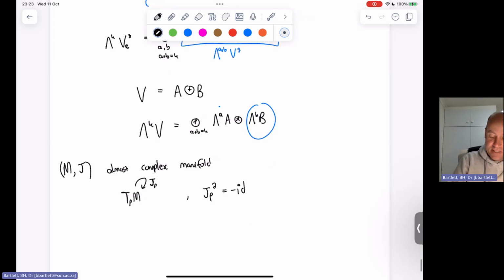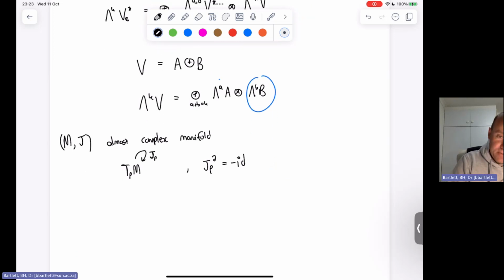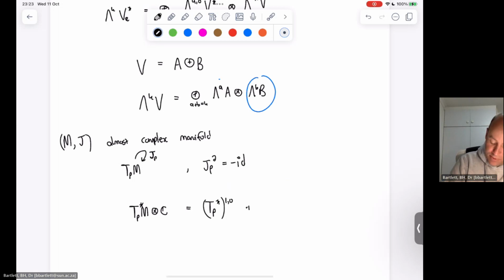Right? So that means that I can form the cotangent space at P, that's this thing. I can tensor it with C to make its complexification. And once again, this is going to split into a direct sum of two subspaces: the 1, 0 eigenspace, and the 0, 1 eigenspace. Okay.